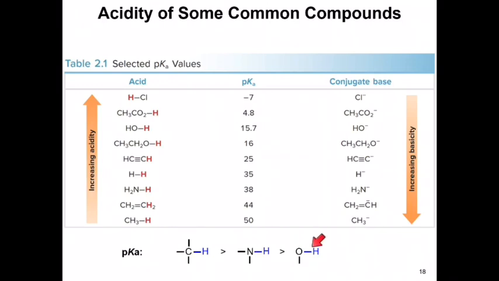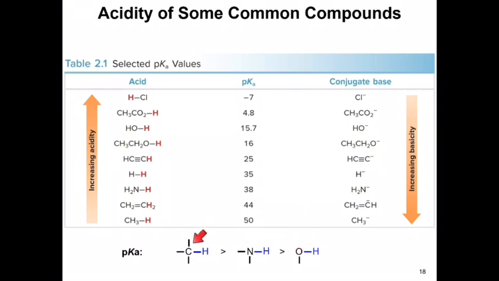So here we have 3 different hydrogens because they're all connected to 3 different atoms. So you have a hydrogen that's bonded to a carbon atom, you have a hydrogen that's bonded to a nitrogen atom, and a hydrogen that's bonded to an oxygen atom. And so in terms of their relative pKa values, a hydrogen that's bonded to a carbon has a greater pKa value, which tells us that this hydrogen is less acidic than this hydrogen that's bonded to a nitrogen atom, and this hydrogen is less acidic than this hydrogen that's bonded to an oxygen atom.